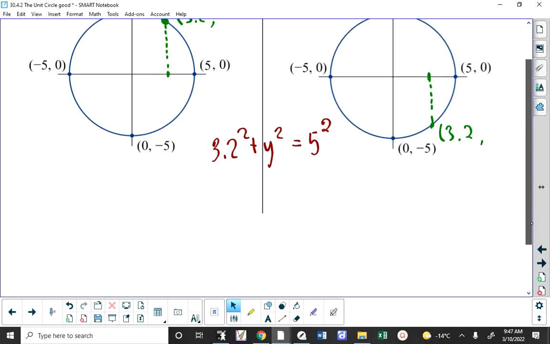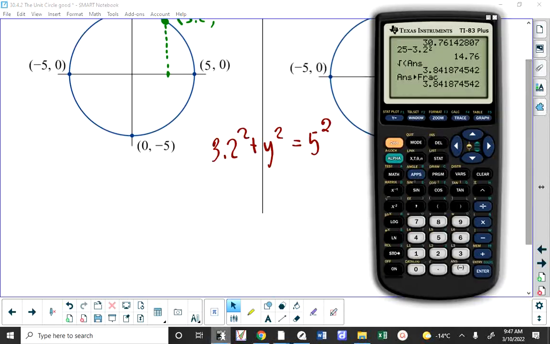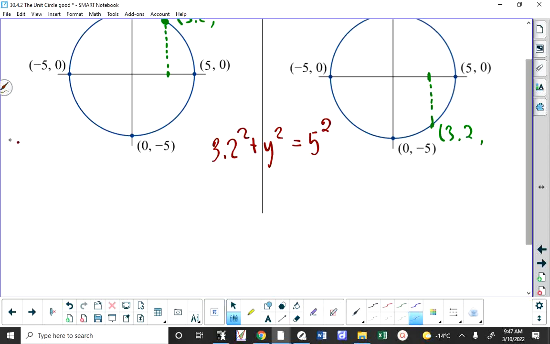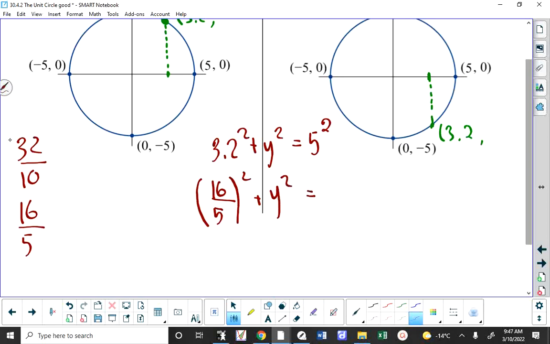What we have to do is the following. We have to write 3.2 as a fraction to begin with. There's a lot of ways to do that. I suppose if you want to be lazy about it, you could just go 3.2, math, enter, enter. I immediately see 3.2, and I think 32 over 10, and then I can reduce it down to 16 over 5. So this is 16 over 5 squared plus y squared equals 25. So y squared equals 25 minus 256 over 25.